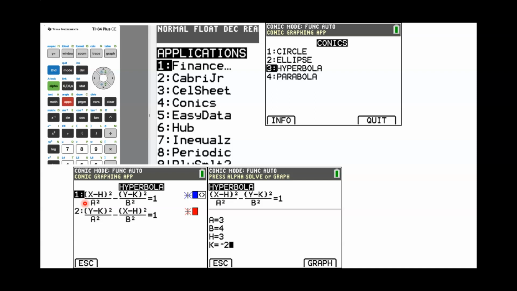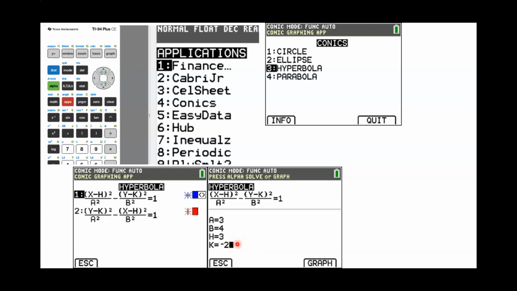Now please be very careful. In your equation, this is a 9 down here. 9 is 3 squared. Make sure you put 3 in for a, not 9. All right. Same thing here. This was 16. So that would be 4 squared. So let's make sure we put 4 in for b. And then our h was 3 and our k was -2.